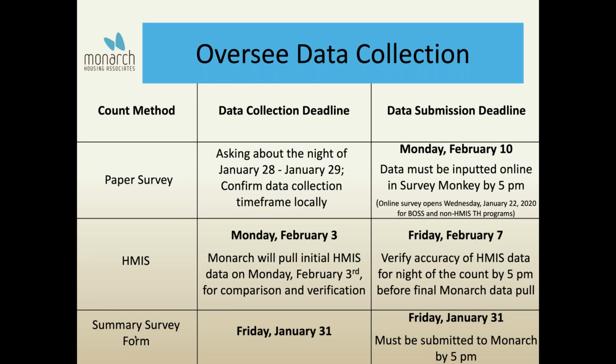The online survey will open on Wednesday, January 22nd for any Board of Social Services and non-HMIS participating transitional housing programs. So for those programs that anticipate that persons will definitely be in their program for the additional week. For HMIS, Monday, February 3rd, Monarch will pull the initial HMIS data for comparison and verification. So by Friday, February 7th, verify the accuracy of your HMIS data. And the shelter summary form is due to us Friday, January 31st at 5 p.m.